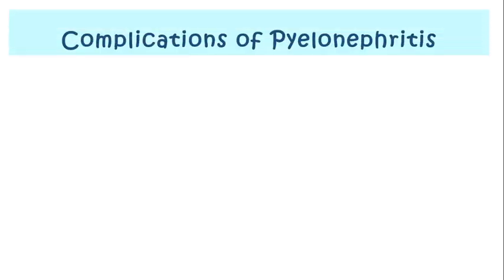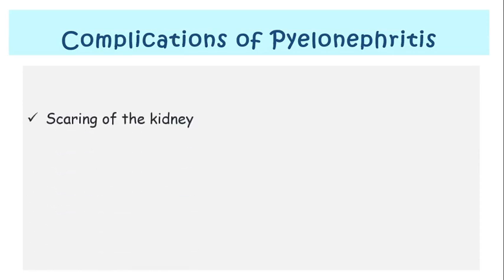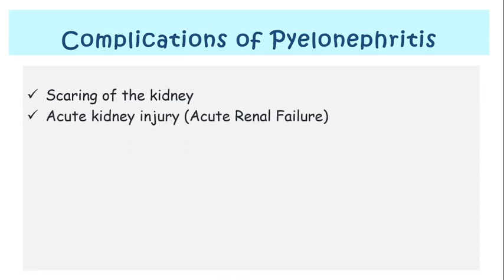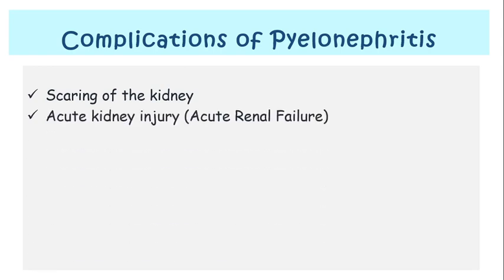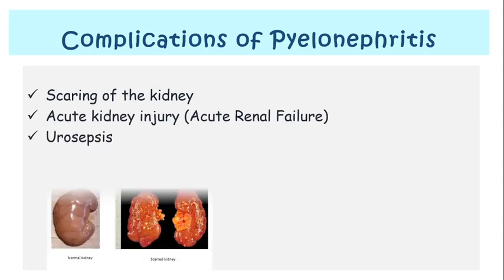Now we'll see the complications of pyelonephritis. So the main complication is scarring of the kidney. This is especially dangerous if it occurs in growing kidneys, in children less than 2 years of age. Then pyelonephritis can lead to acute kidney shutdown or acute renal failure, and urosepsis, a severe infection.